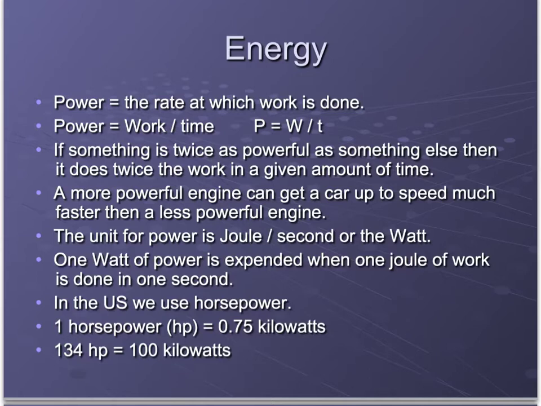The unit of power is a joule per second, which is known as a watt. So power is rated in watts. 1 watt of power is expended when 1 joule of work is done in 1 second. In the U.S., we use horsepower, where 1 horsepower is 0.75 kilowatts. So 135 horsepower is equal to 100 kilowatts.